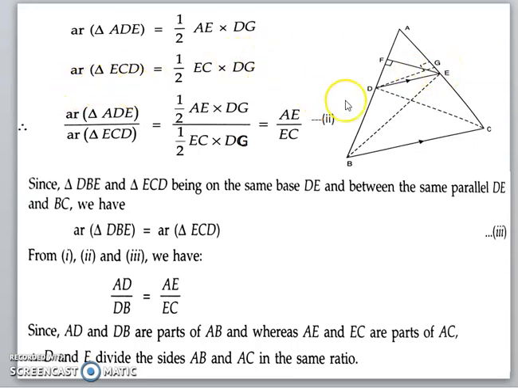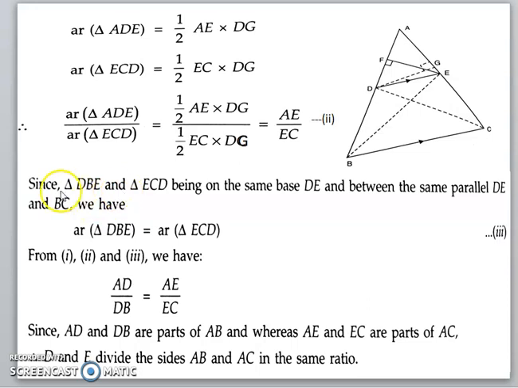And area of triangle ECD, this triangle ECD is equal to half into base EC into height DG. Then I will find the ratio of these two areas, half into AE into DG upon half into EC into DG. Now here again DG and half will cancel out and I will get AE by EC. This one is equation second.